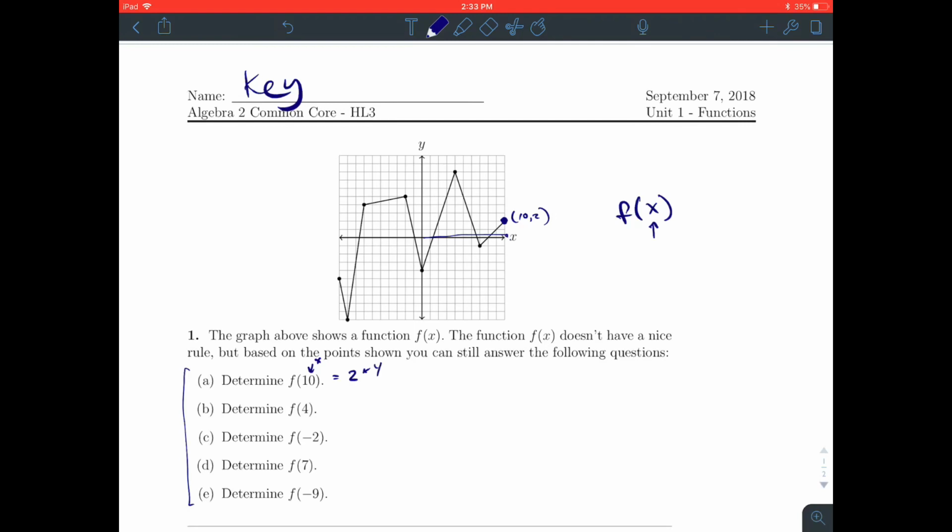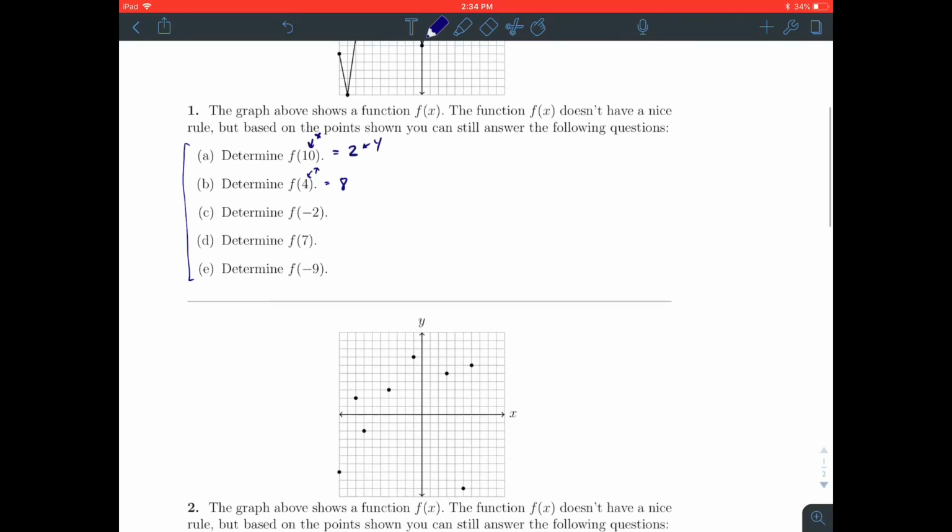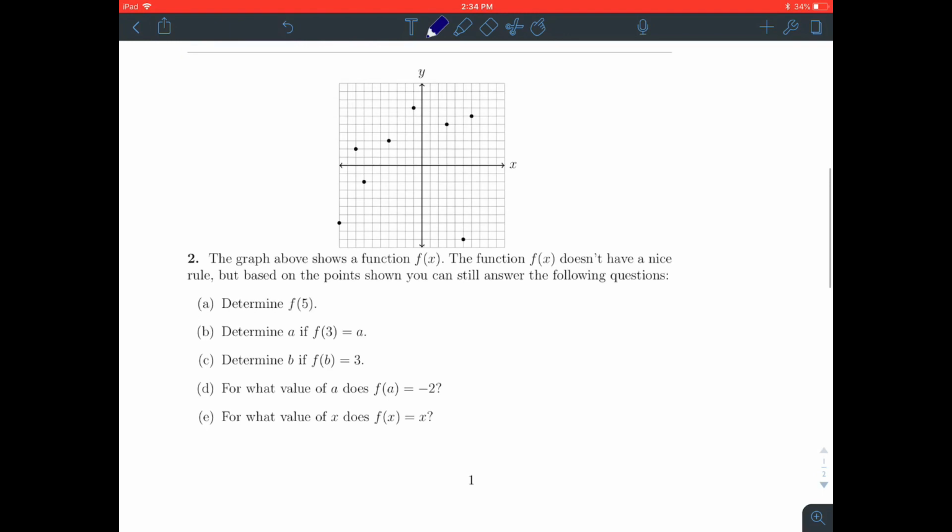For the next one, when we want to find f of 4, we go to x equals 4 on the graph. So it looks like the highest point on the graph, the maximum value, and the output value is going to be 8 because the coordinates are 4 for x, 8 for y. I think you guys can do the rest, C, D, and E, so I'm not going to go over those.